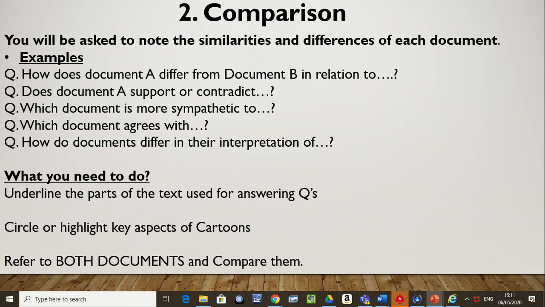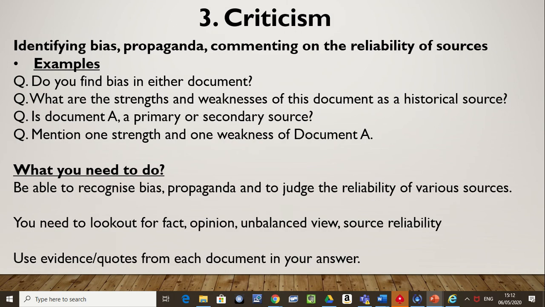Okay, so it's a comparison. They're asking you to compare. They're not asking you just to give the point of view of one document. You must compare them properly. And to do this, you must give quotes from both documents and give a viewpoint from both documents in your answer. Very, very straightforward, but again, some people forget to do that and lose out on marks as a result.